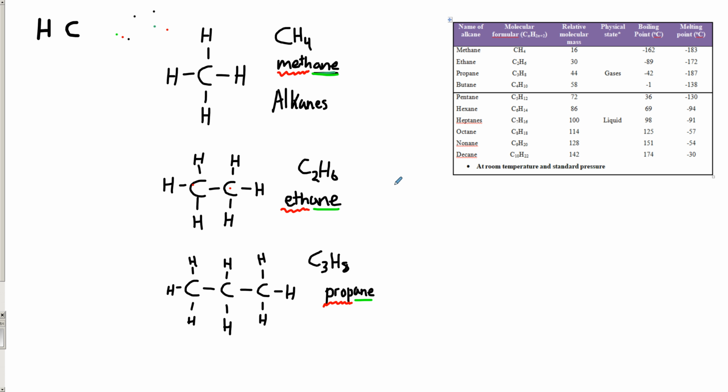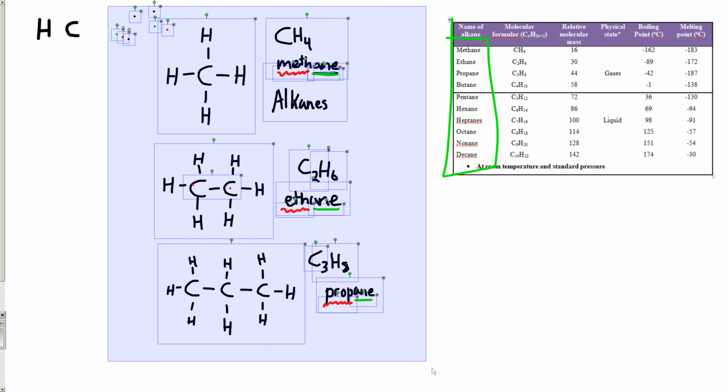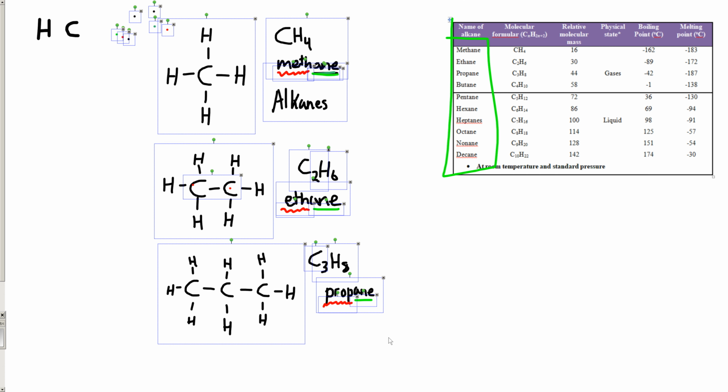So naming straight chain non-branched alkanes is absolute cake. There's only 10 that you're on the hook for. You don't need to memorize them. They're in your data booklet. So that's kind of nice. So let's just nuke all this. Let's talk about branching.